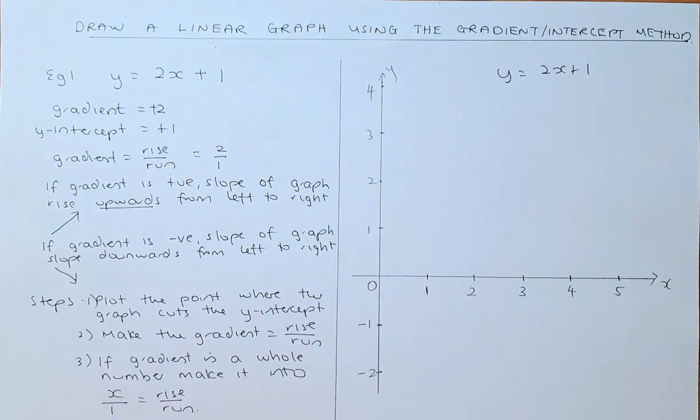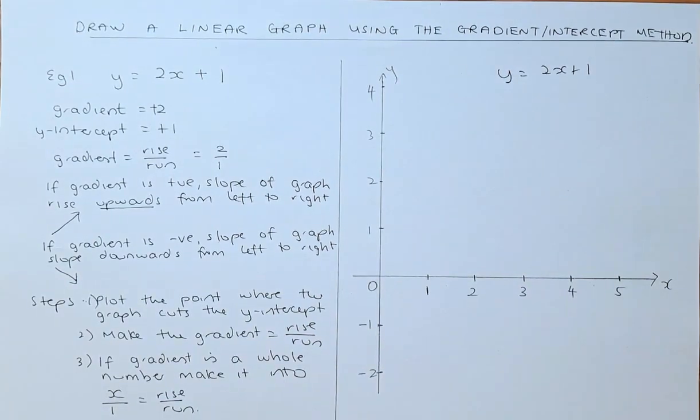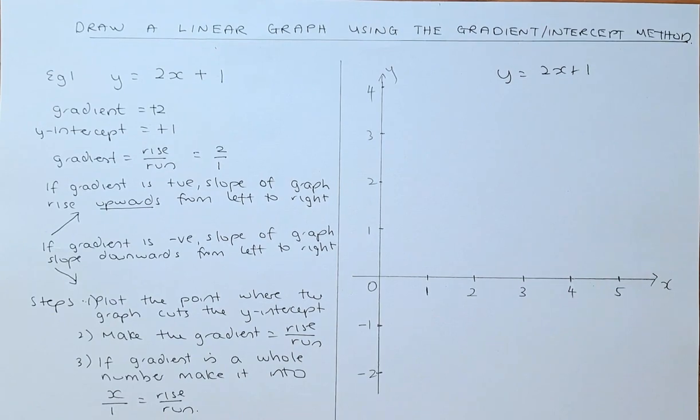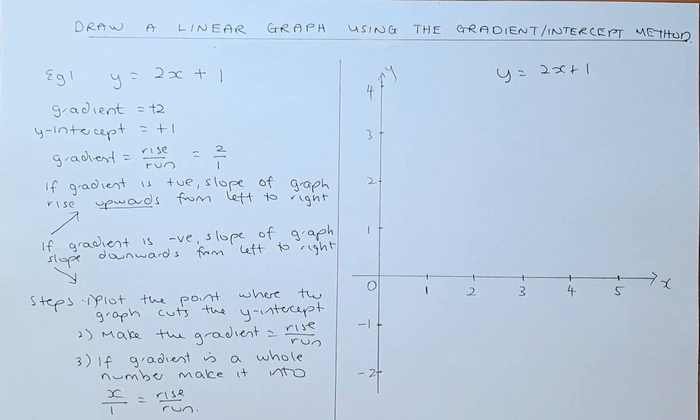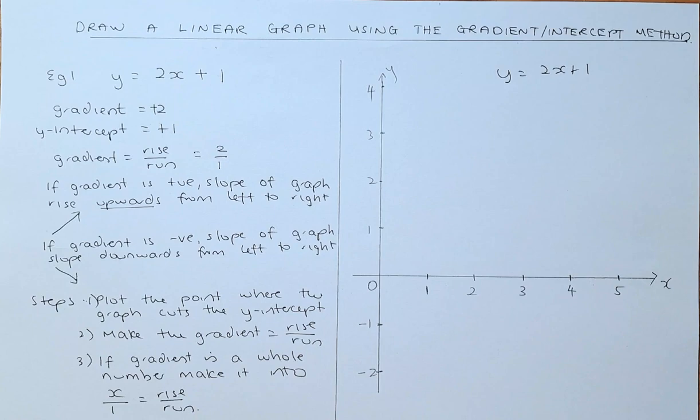In this video, we are going to learn to draw a linear graph using the gradient intercept method. This is a way faster method than doing the table. Let's do it. Suppose we are going to draw the graph y equals 2x plus 1.